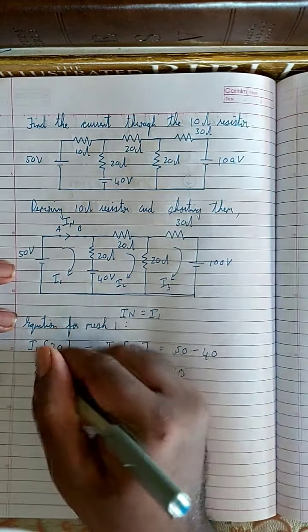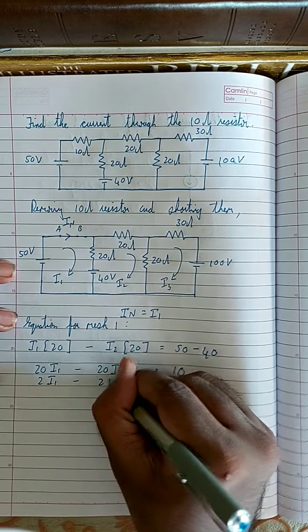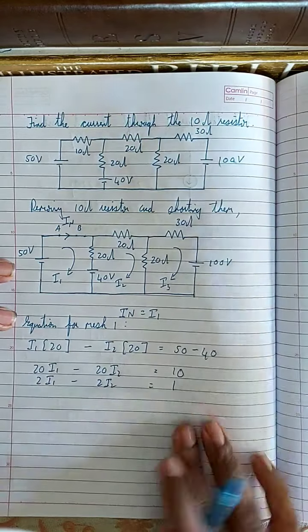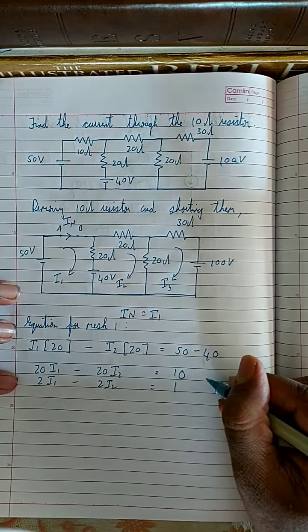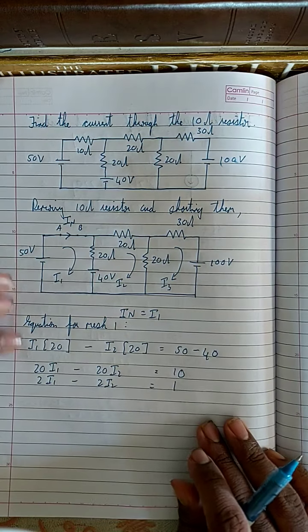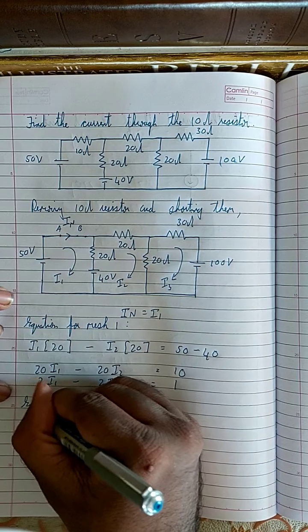Okay, I can simplify this. Maybe I can write this as 2 I1 minus 2 I2 is equal to 1. Not necessarily, I'm just seeing if I am able to. Sometimes this equation might be more helpful than this. That depends on the equations of the other meshes. Okay, so let me write the equation for mesh 2.